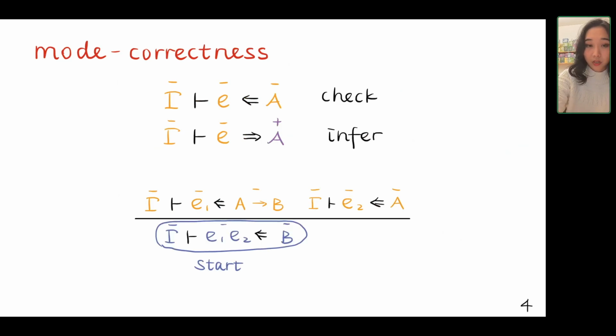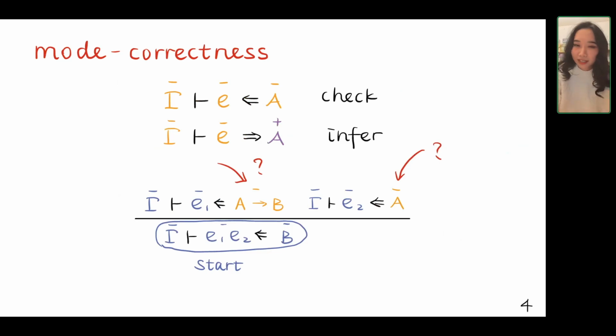So again, our starting information would be the inputs to the conclusion. And then again, we have gamma and E1 and gamma and E2. Now this A sort of appears out of thin air. We don't know where it comes from. And this is why this rule is not mode correct.